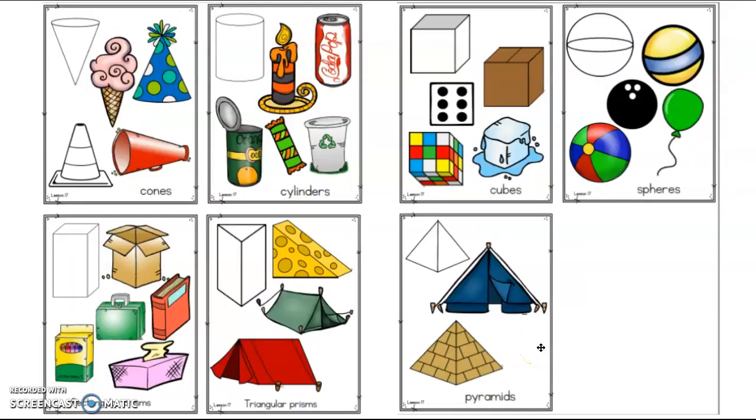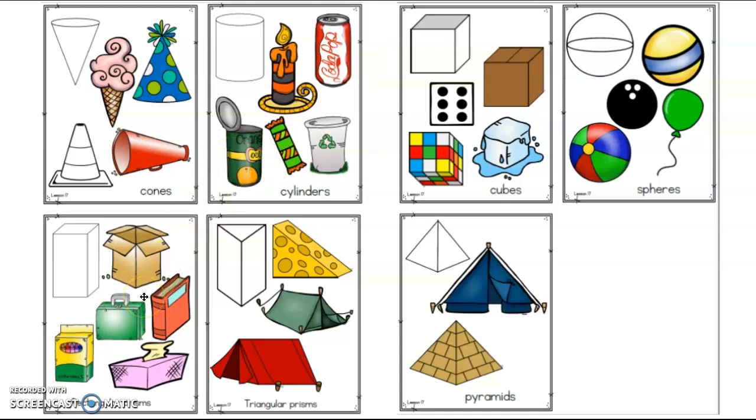All right, so now I want to give you some ideas of some different objects that are in these shapes. So here we have the cone, like I said, an ice cream cone, maybe a party hat. This is a megaphone, and then a construction cone, all cones. Cylinders could be a candle, a soda pop, a trash can. This looks like a piece of candy, like Smarties. Have you ever had Smarties, where it just goes around and around in a cylinder? And then this is a can of oranges.